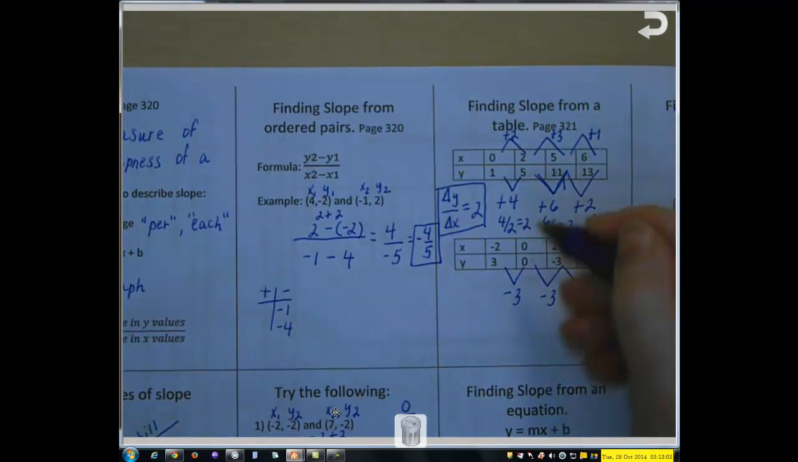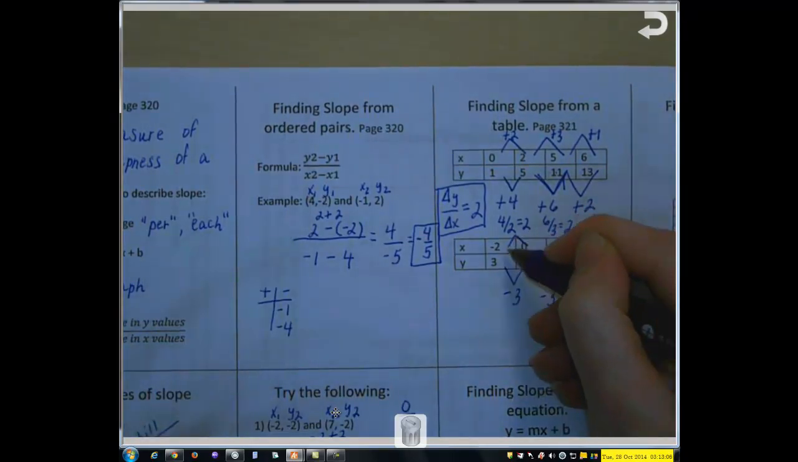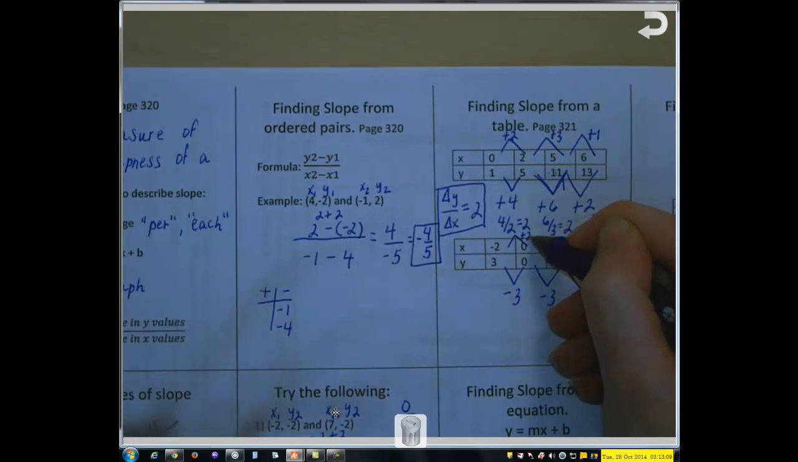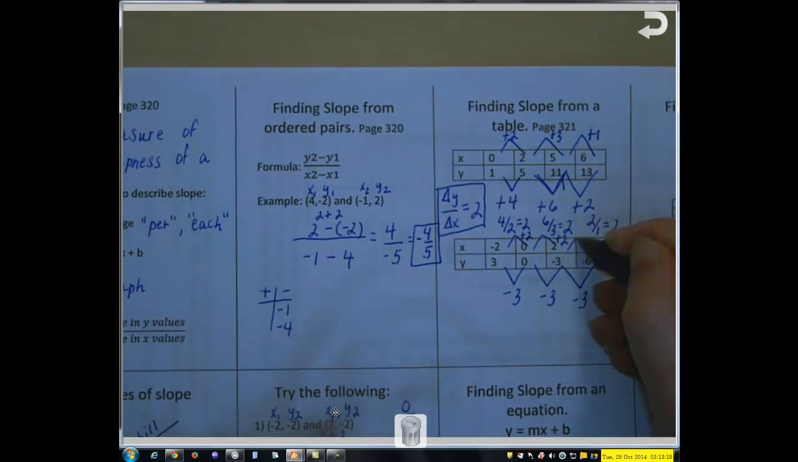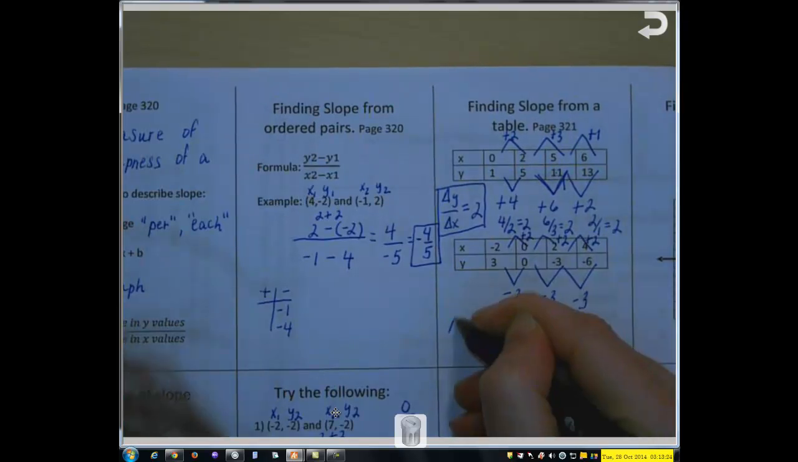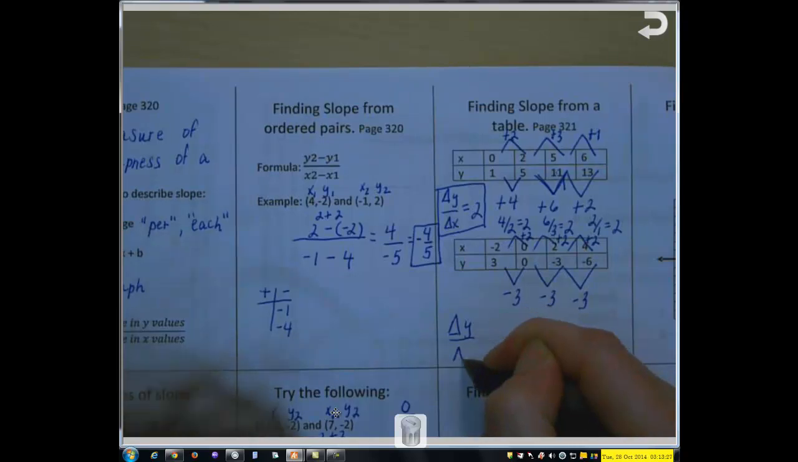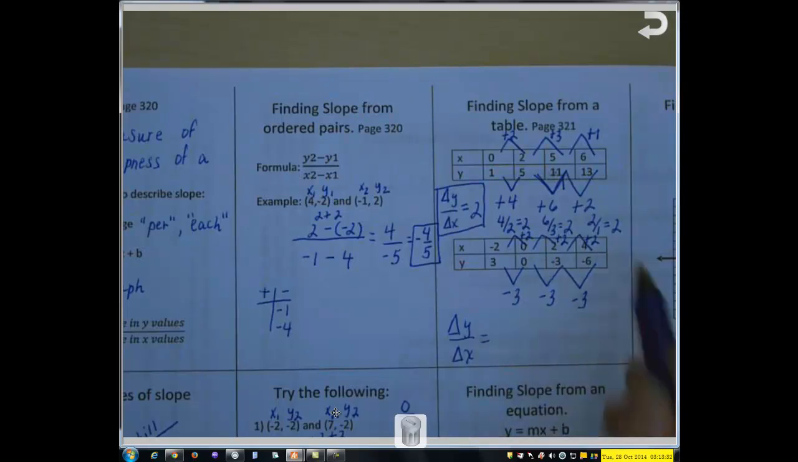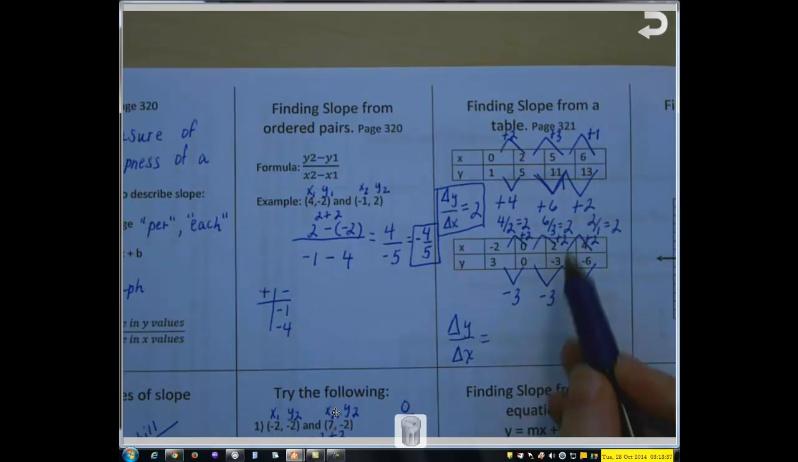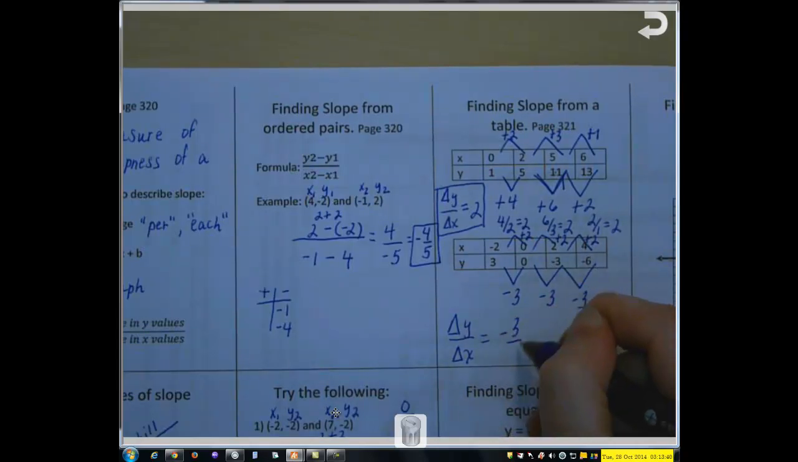Let's see what's happening to our x values. So x is increasing by 2 here. It's going to increase by 2 from here to here. 0 to 2 is plus 2. And then from 2 to 4, it's also increasing by 2. So we can see that our change in y over change in x is going to be the same every single time. So we only have to calculate it for 1 here because it's the same every time. It's going to be negative 3 over 2.